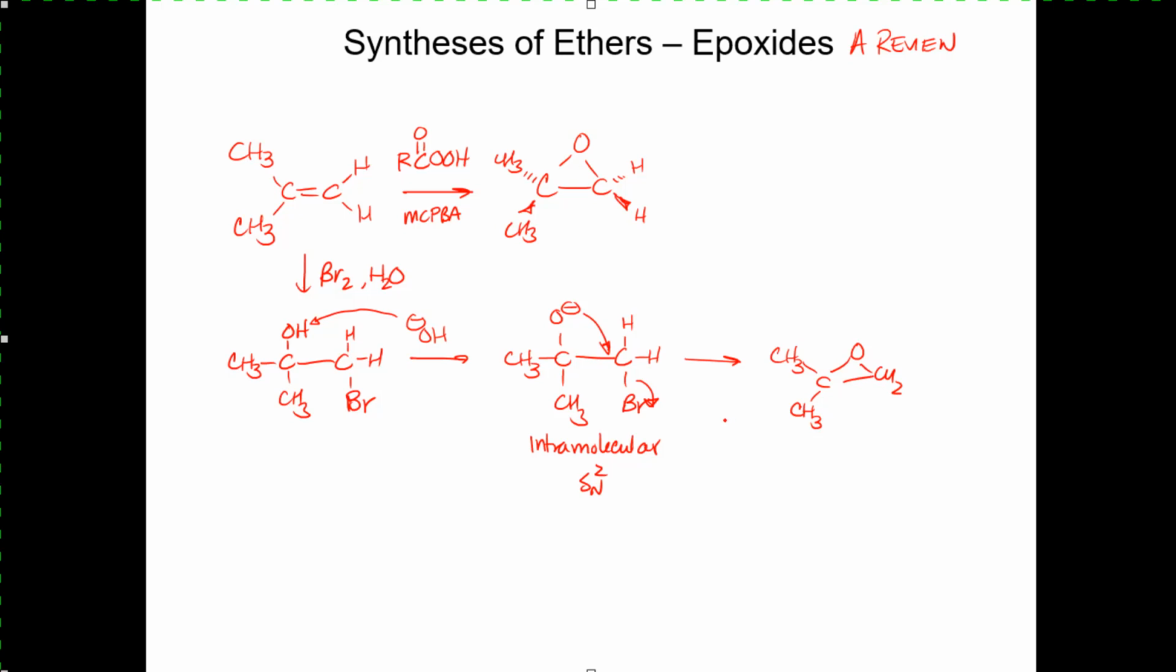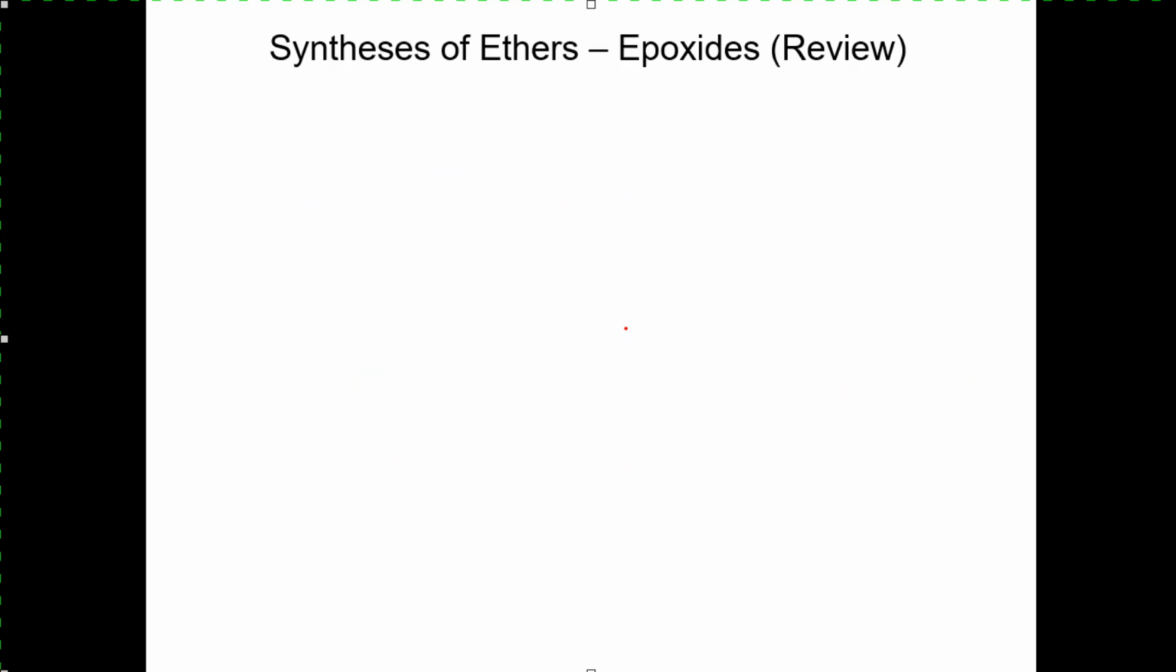The epoxide plus a Br-. So that's the second way to make an epoxide, is by making the bromohydrin and then deprotonating it to form the epoxide. So that's how we can synthesize epoxides, and that's a review from last semester, but again, it's always good to review. Now, let's do reactions of epoxides.